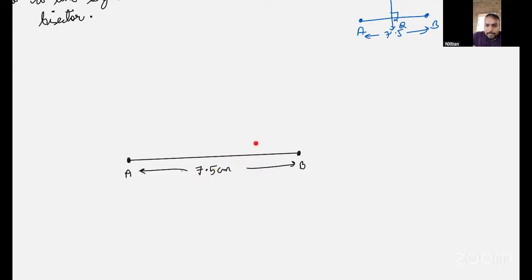What I'm trying to say? Put your needle on A, open more than half, like till here. Got it? My point, everyone? Now, don't disturb the compass when you open it. Make an arc up and down. It's going to look like this. Got it, everyone?